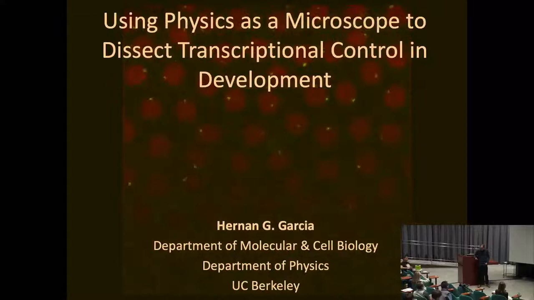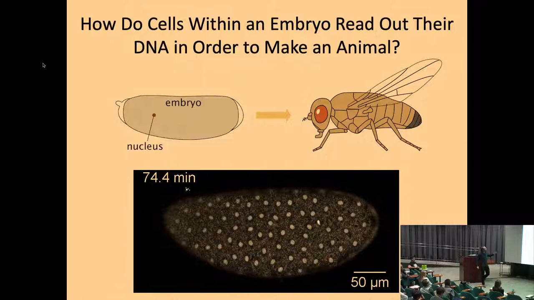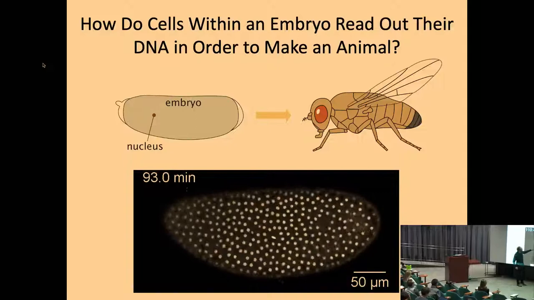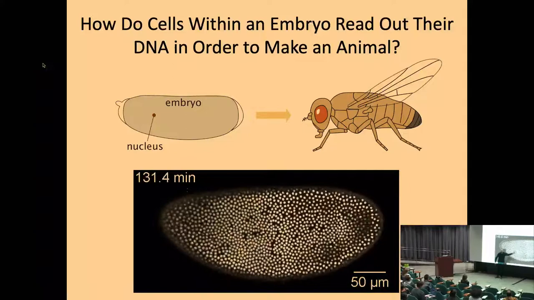So in my lab, we try to understand how you go from a single cell to a multicellular organism. We do this in fruit flies. You see here how the nuclei are going through multiple rounds of synchronized divisions. And even though all these nuclei look exactly the same to you at this point, each one of them already knows what they're going to be when they grow up because they are expressing a unique combination of transcription factors.